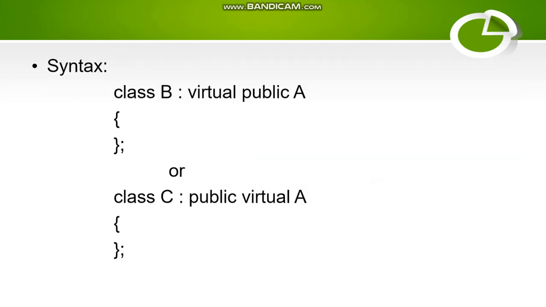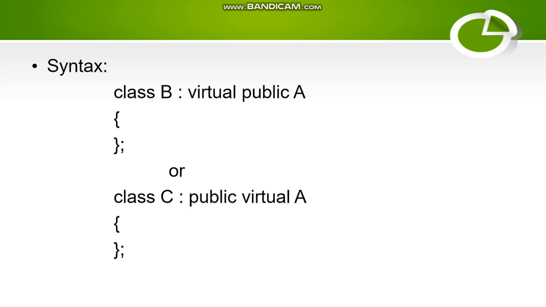This is the syntax for making a virtual class, as in class B. We have to put virtual, then public A. So class B is a new class inherited from class A, and public is the access specifier, you are aware of it, and virtual is a keyword. Another syntax is also valid, that is class C public virtual A, meaning we can use the virtual keyword before or after the access specifier, both are valid.